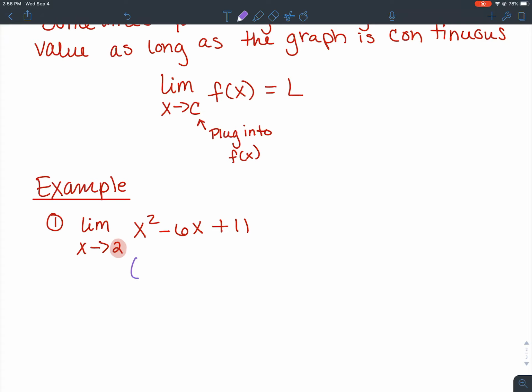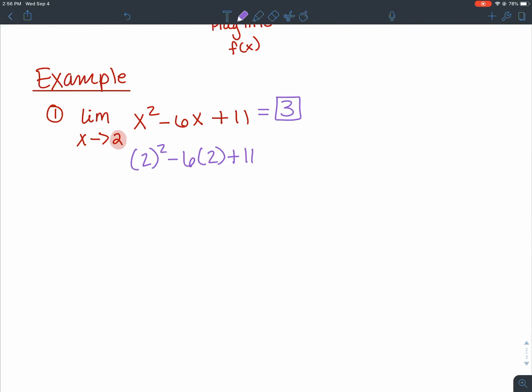Okay, so 2 squared minus 6 times 2 plus 11. Okay, and I'm going to solve that, and I end up getting 3. And that's my limit. So if I were to have plugged this in the calculator and looked at my table, you would see that at 2, it's approaching 3. It doesn't say error, it doesn't say none of that stuff. All right, let's do another problem.